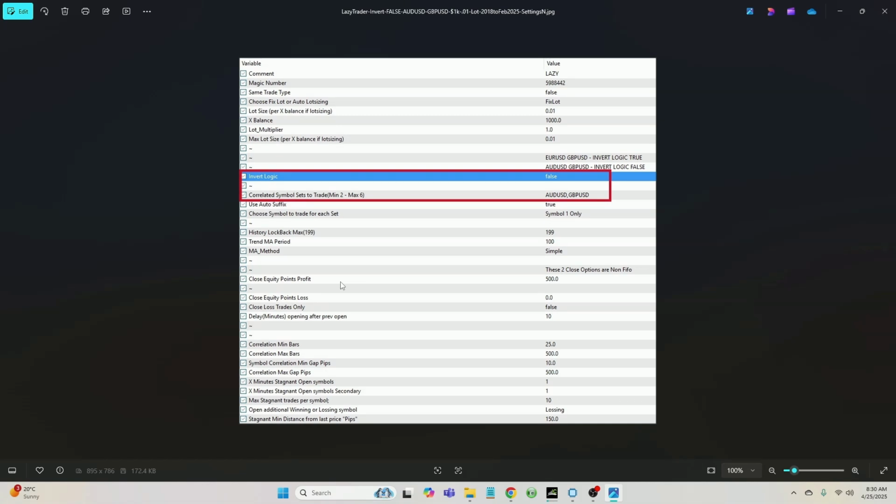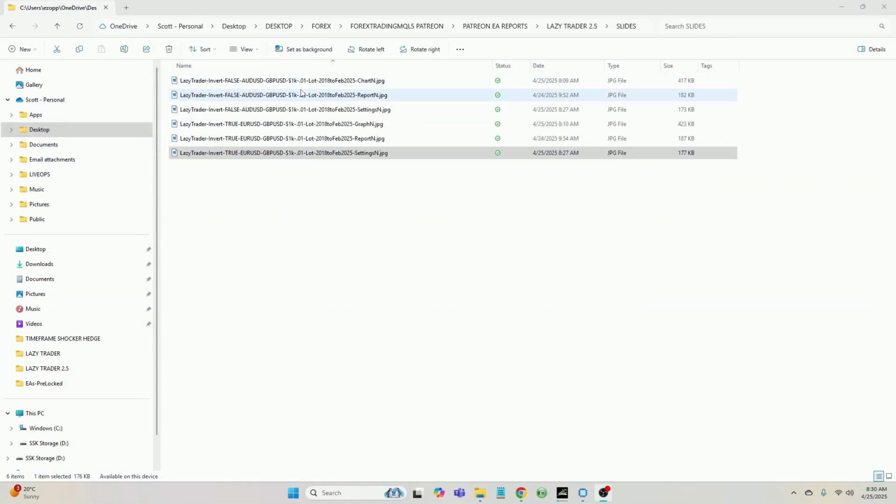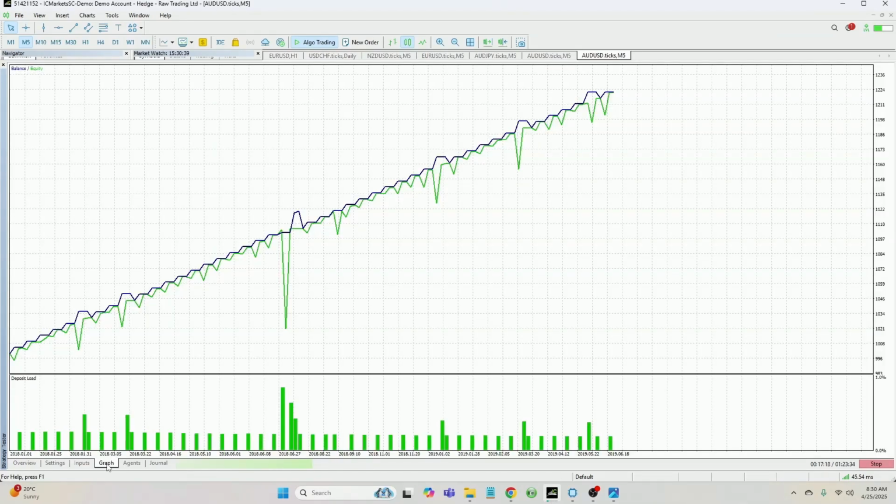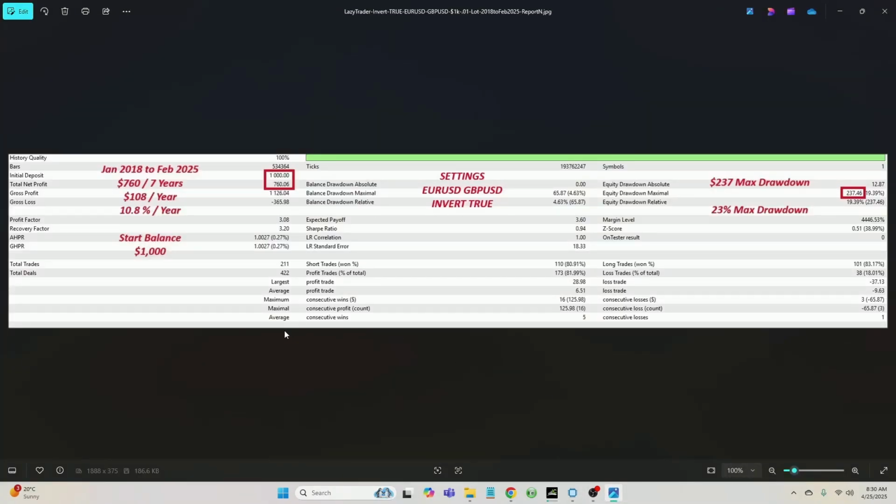Hope this helps everybody. Let's take a look at a few other things here. I have made a test on this. If we look at the test for the default settings, the one that we're running right now with Euro USD, British Pound USD, this test made about 10.8% per year.